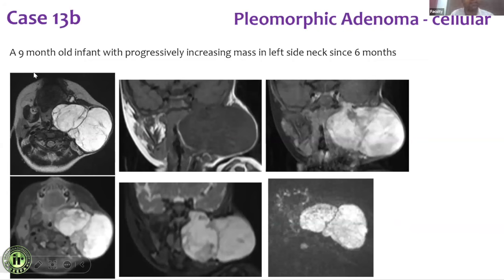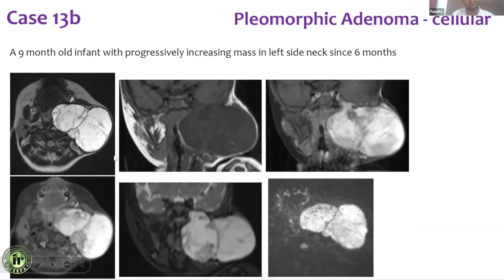This is a case of a 9-month-old infant. Progressively increasing mass in the left side of the neck for 6 months. There is a very large mass here. In this case, it is involving the left parotid. You can see the right parotid here, the left parotid, and it is also involving the deep lobe and projecting into the parapharyngeal space, and there is a bulging into the oropharyngeal cavity as well.